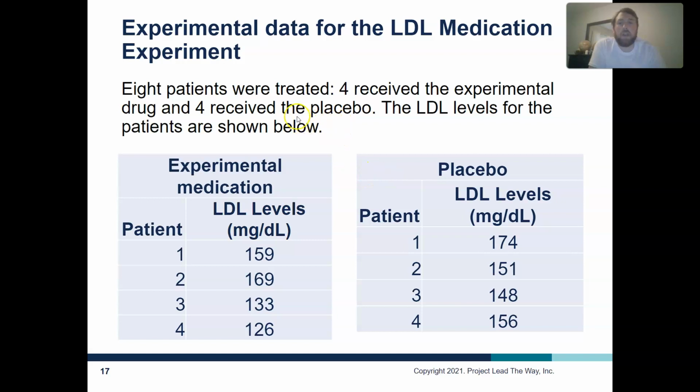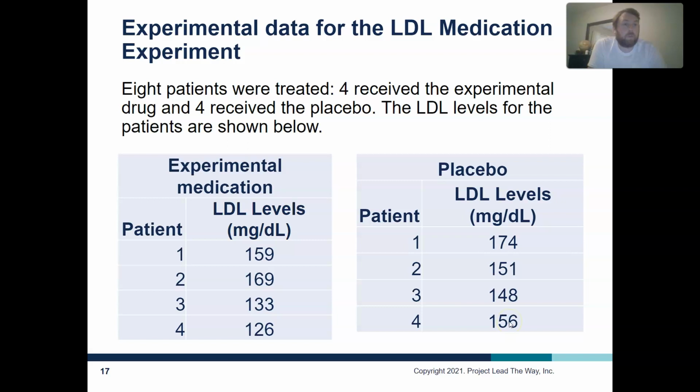other science classes. So here's the experimental data that I have for our LDL, and this is following along with the third page right above the Roman numeral 3 here. If we consider that 8 patients were treated, 4 of them having the experimental drug and 4 of them having the placebo, here are their LDL levels after their medication, whether it was placebo or not. One patient had 159 as their milligrams per deciliter, one had 169, one had 133, 126, and on the placebo side, 174, 151, 148, 156.